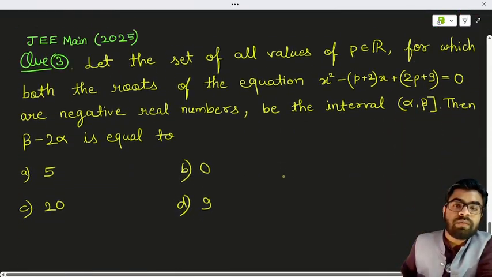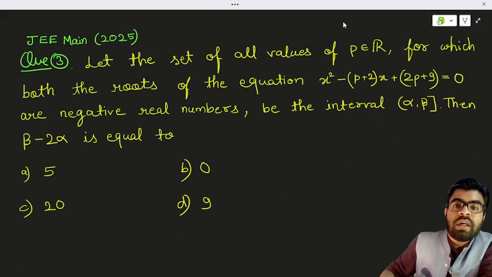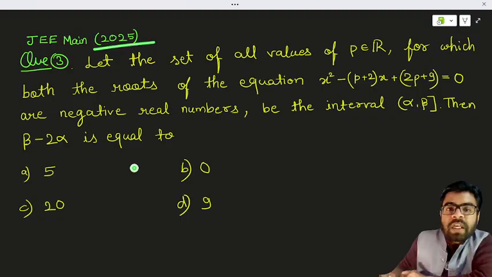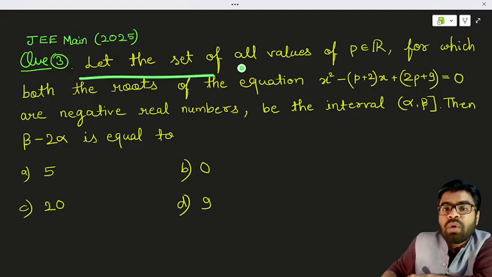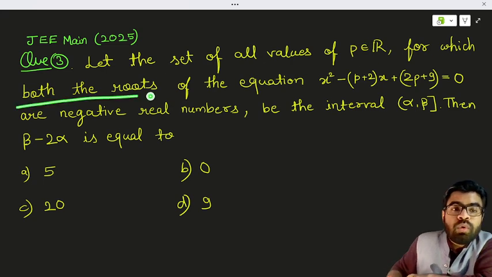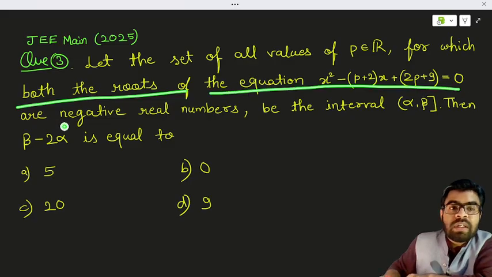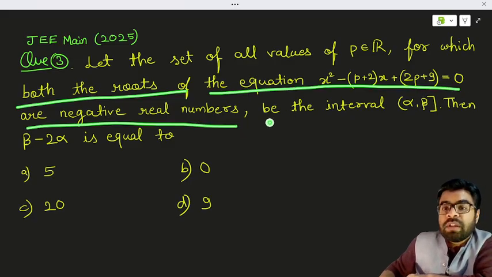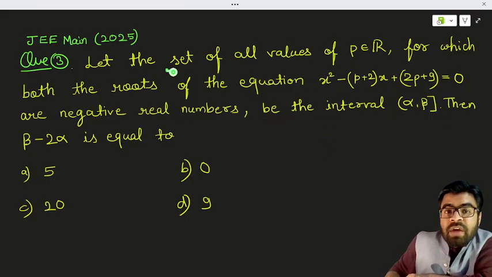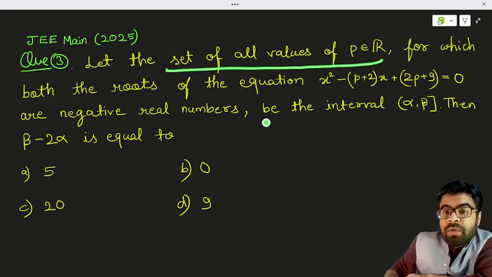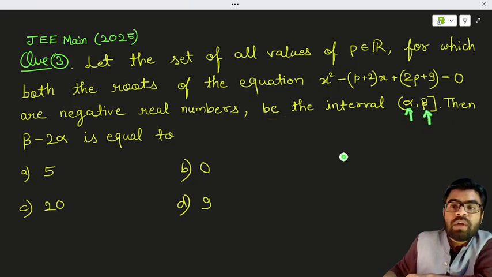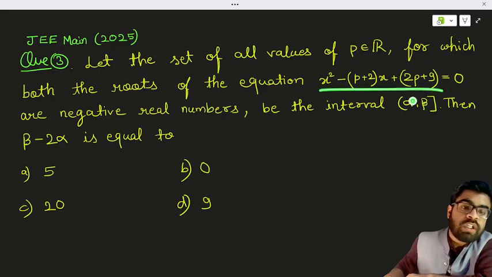Okay, so now let's see this question. This question has been asked in basically JEE Mains 2025 examination. And this question is given that let the set of all values of p, real numbers for which both the roots of the equation are negative real numbers, be the interval alpha beta. Okay, so what is given to me? Basically we have the set of all values of p be the interval of this set. तो मुझे सबसे पहले क्या करना है? मुझे अल्फा एंड बीटा की वैल्यूज फाइंड करनी है जो कि हमारे पास इस इक्वेशन के रूट्स होंगे.